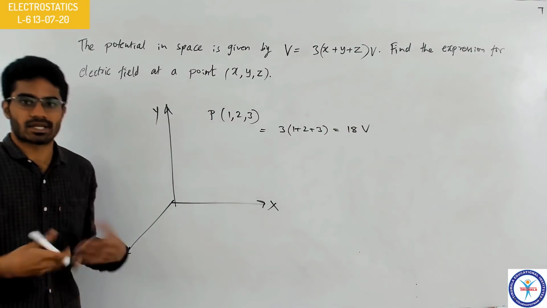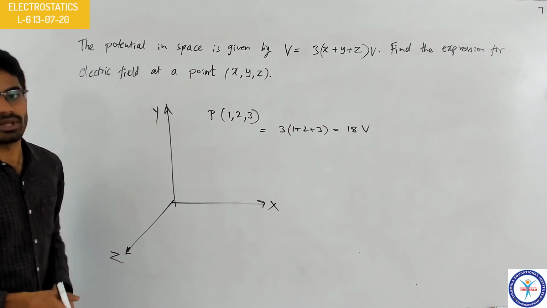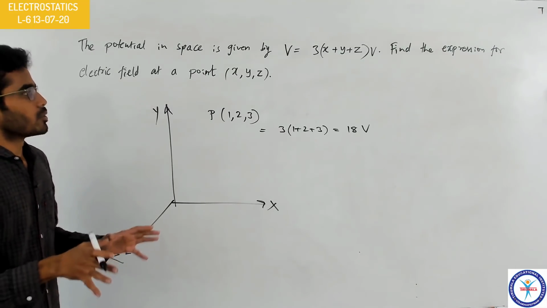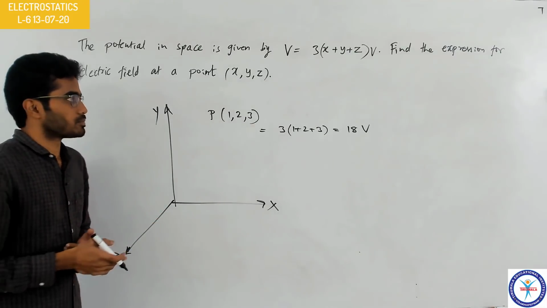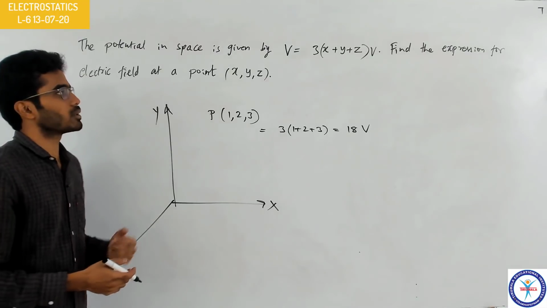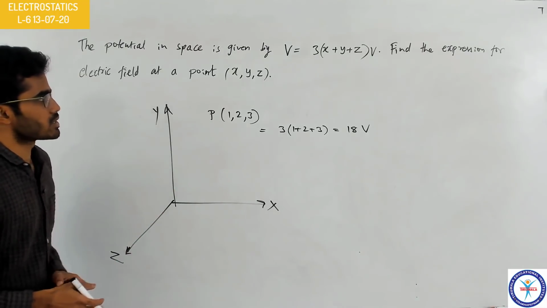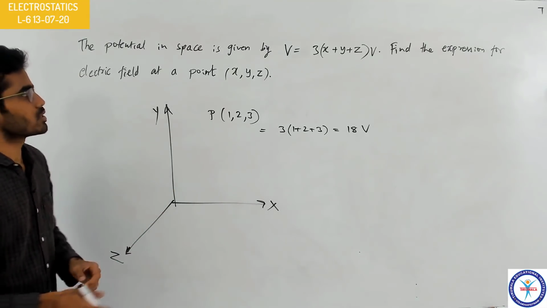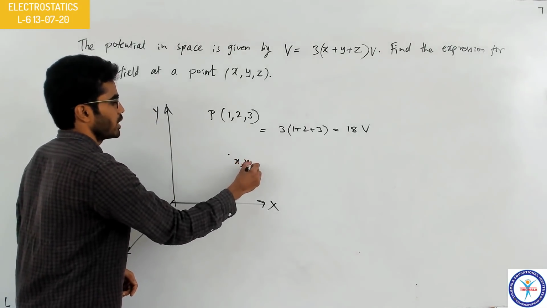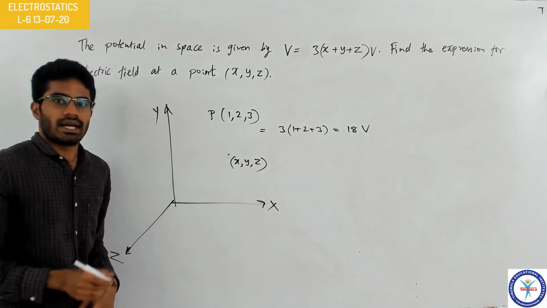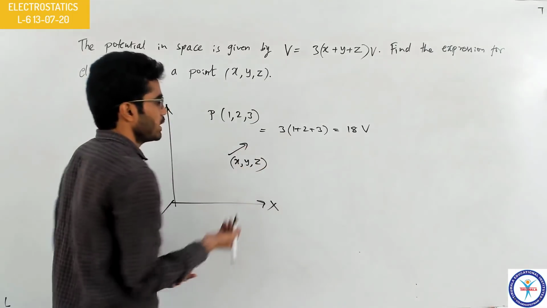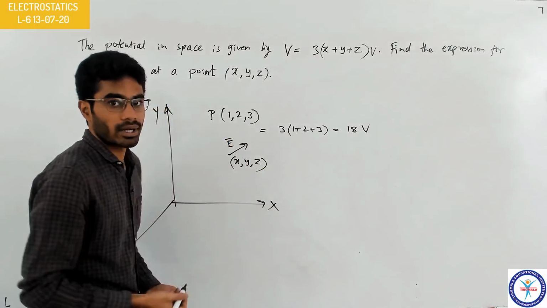So potential is expressed as a function of x, y, z variables, right? Do you understand this first? So it is a function of x, y, z. It need not be expressed in x, y, z all the time, but in this case it is given like this. Now from this information, if you want to calculate the field at any point x, y, z, you will take a random point x, y, z. At that particular point, what is the field vector?